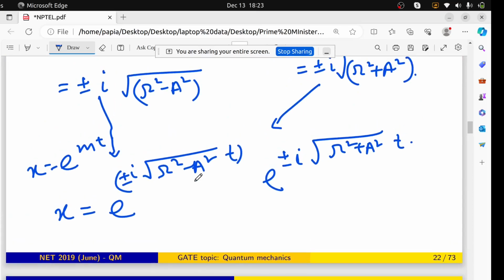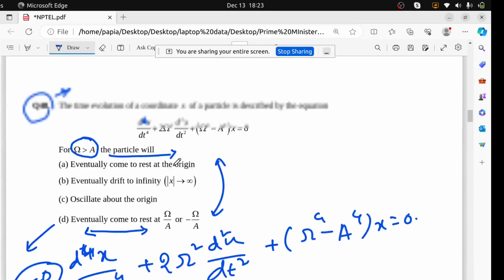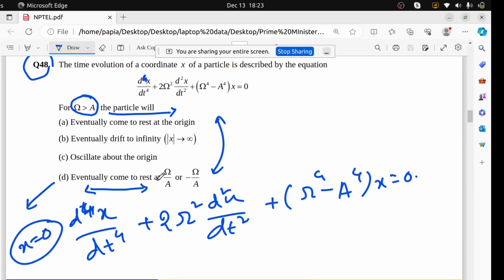Now let me check ω by a or minus ω by a. Now you can see ω by a will give this one as 0, but this one will not give us 0. And even if it is 0, e to the power 0t will come as 1. So x will not be 0 at ω by a or minus ω by a. I hope you understand. So this one will not be the correct one, the D option. Now come to the third option. Third option is oscillate about the origin.